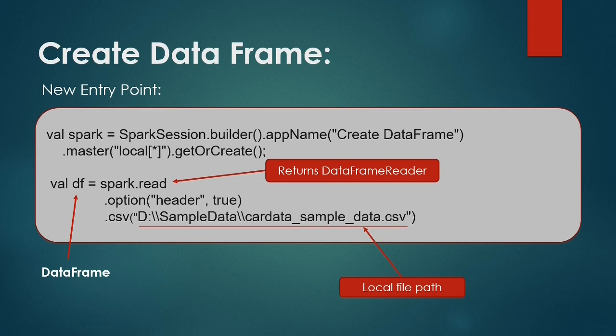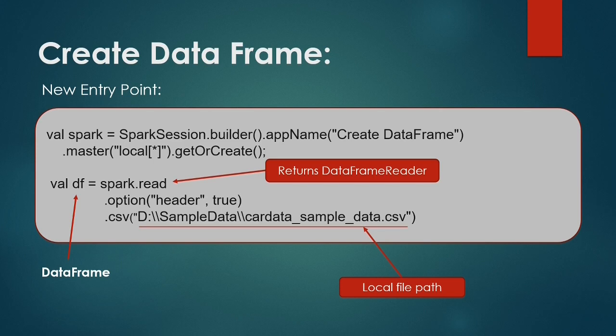This is a small piece of code which creates a data frame for us. In this code, spark is a Spark session object and read is an API call defined over the Spark session object. Read returns a data frame reader and then we call the option API which takes a key value pair as a parameter. As you can see, we have passed header as true in the option parameter. Then we call the CSV method and provide the file name. This is my local file path. If you want, you can provide the Hadoop path also.